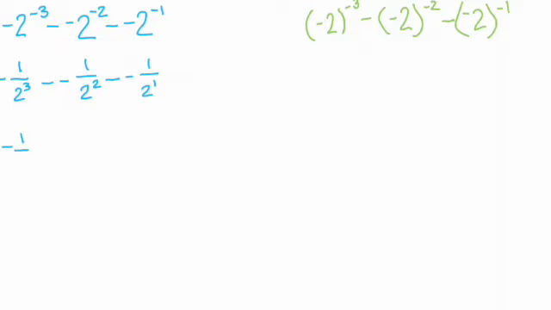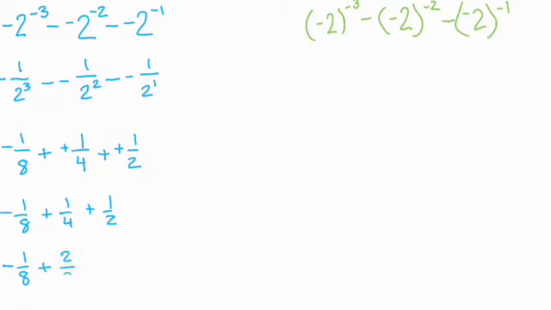So a couple things that we can do here is we can go ahead and evaluate these exponents. We would have negative 1 over 8 minus a negative 1 over 4 minus a negative 1/2. Now we can go back and make these subtract a negative by adding the opposite, or adding a positive, and we would have negative 1/8 plus 1/4 plus 1/2. We can find a common denominator, which would be 8. So we have negative 1/8 plus 2/8 plus 4/8. And that would give us 5/8 as our final answer.